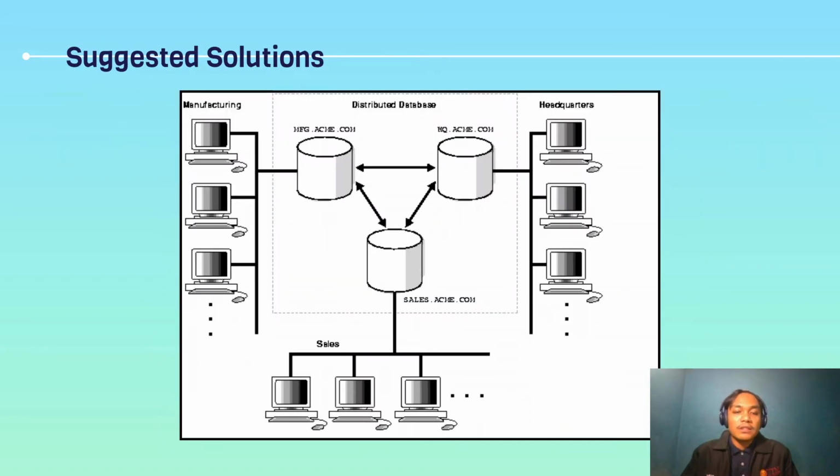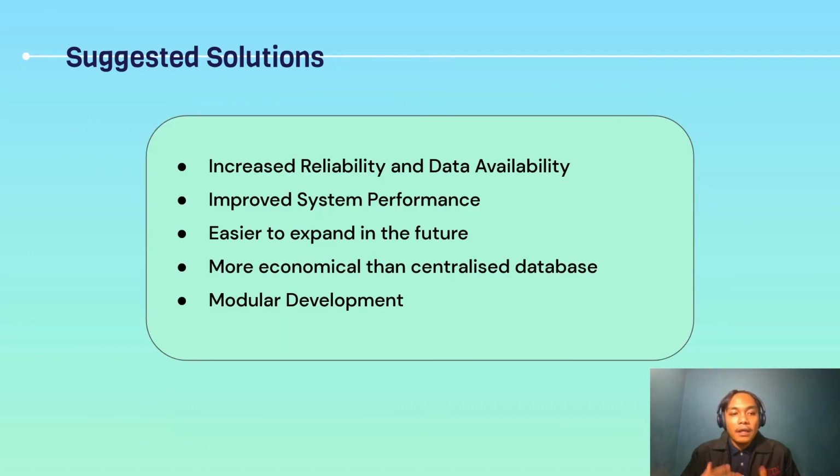Therefore, we suggest that they use a distributed database system. Why? It has increased reliability and data availability, where the database is distributed over multiple sites. It improves system performance using subqueries, and it is easier to expand in the future, where upscaling is made easier. It is more economical than a centralized database in terms of upscaling and communication cost, and it has a modular development outlook for scalability and expandability.